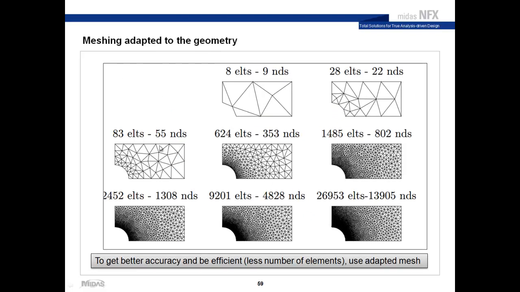And if you want to get the best accuracy and be efficient at the same time, the best is to mesh around the hole like this, with small mesh around the hole, and use an adapted meshing. So if you do that, you will have less mesh, calculation will be faster, and also you will get the results you need directly.